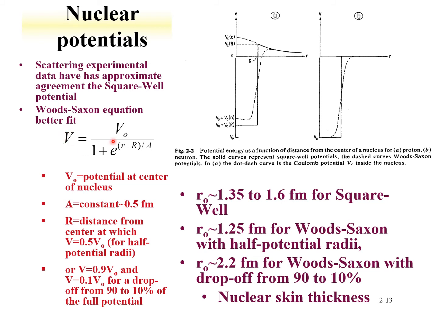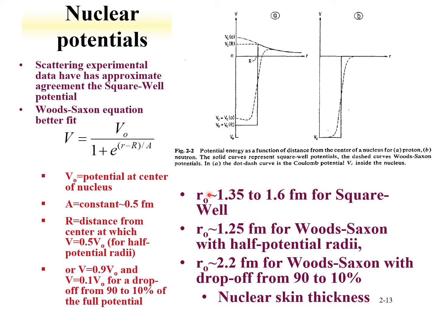And you can determine something about a potential by understanding the potential at the origin and applying this equation, where r is the distance from the center from which you get a half potential, a is a constant, and this is the potential at the center of the nucleus. So now this information was utilized.